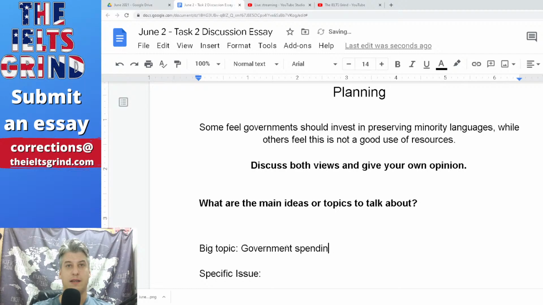Government spending is the big topic because it's what the government should invest in, how they should use the resources. So as long as I'm talking about government spending rather than laws, or building houses, or elections or politics, that would not be relevant to this question. It's all about tax money, what the government spends the tax money on.